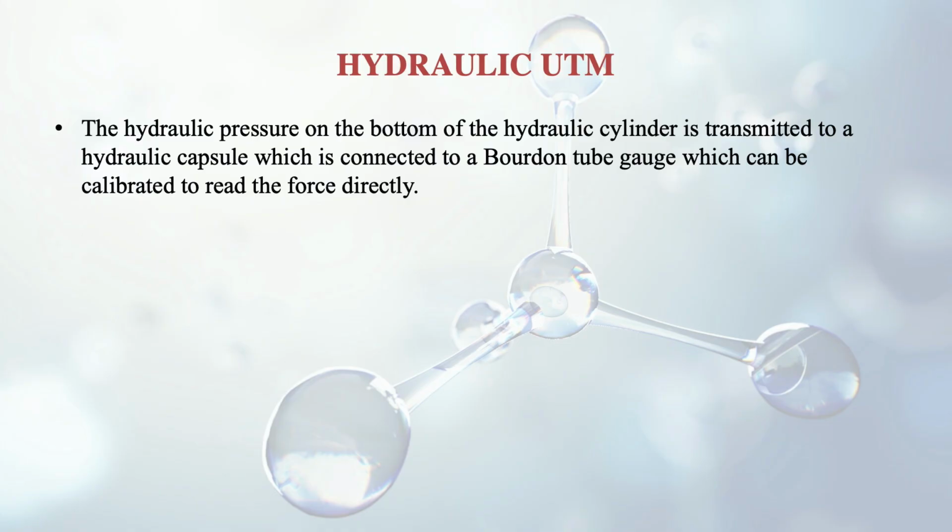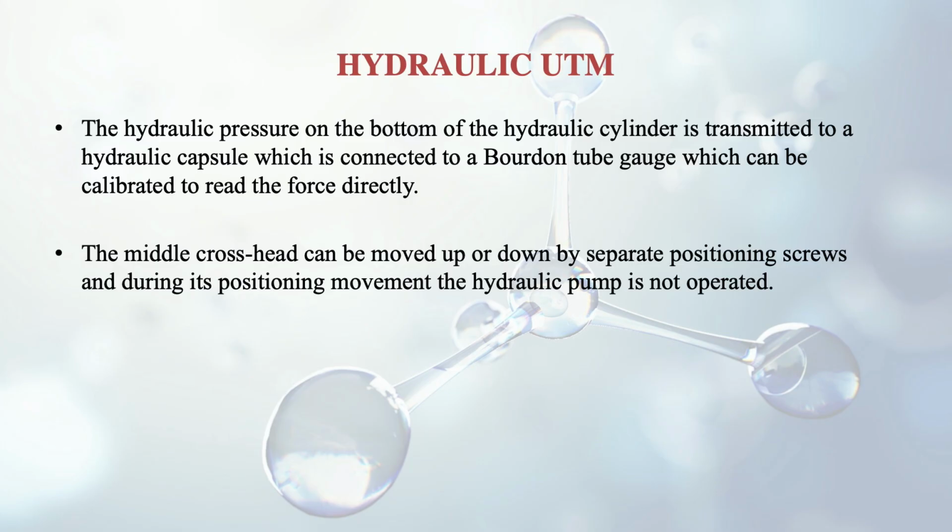The hydraulic pressure on the bottom of the hydraulic cylinder is transmitted to a hydraulic capsule which is connected to a Bourdon tube. So here this fluid is there, and this hydraulic pressure on the bottom of the cylinder will move the pointer on the Bourdon tube, so we can get how much force is acting with the help of this.